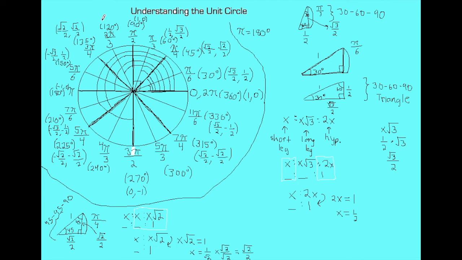So for 2 pi over 3, the coordinates are going to be negative 1/2, comma root 3 over 2, since 2 pi over 3 is in the second quadrant where the x values are negative. The coordinates for 4 pi over 3 are going to be negative 1/2, comma negative root 3 over 2, since 4 pi over 3 is in the third quadrant where the x and y values are negative. The coordinates for 5 pi over 3 are going to be 1/2, comma negative root 3 over 2, since 5 pi over 3 is in the fourth quadrant, where the y value is negative.